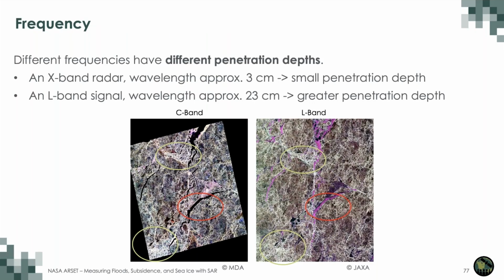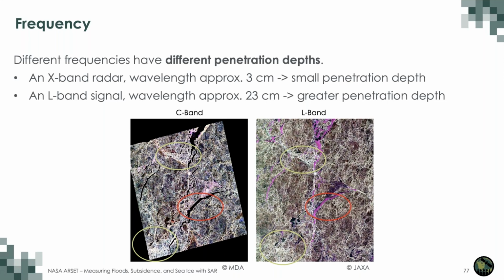So why the different frequencies? Well, they have different penetration depth. With X-band, we have approximately 3 centimeter wavelength and a very small penetration depth. With L-band, we have a 23 centimeter wavelength and a much greater penetration depth.